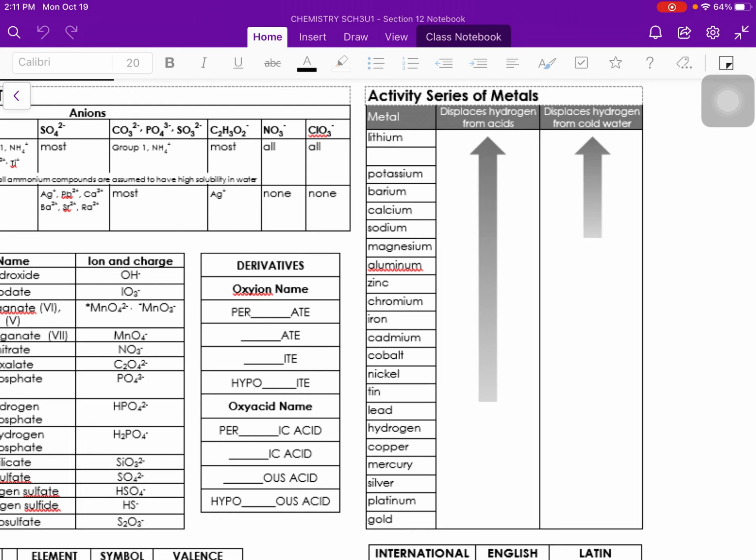So the first one we had was with lithium and sodium. Lithium was on its own, sodium was in a compound. Lithium is higher, so it's more reactive, so it would kick sodium out. If I had sodium as the element and lithium in the compound, then we would look here and say sodium is not more reactive, so it won't kick lithium out, so that would be a no reaction.